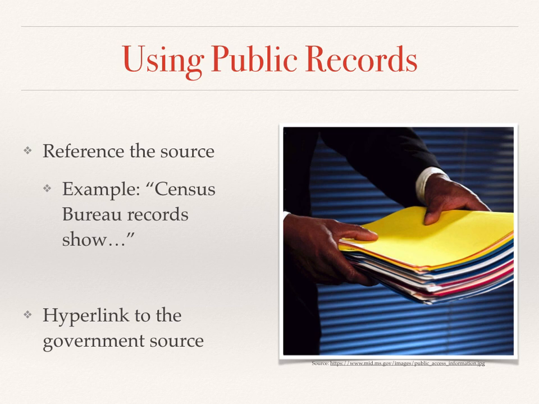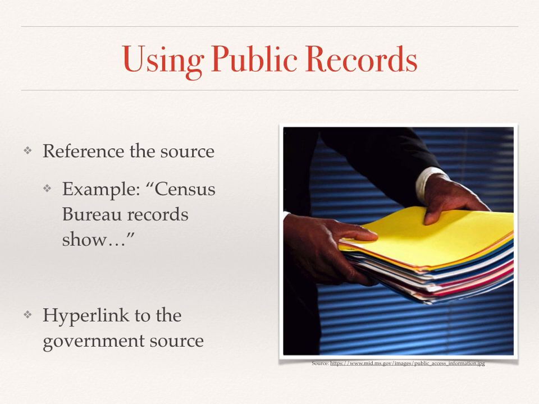Attributing your information directly to public records shows your readers that you have thoroughly investigated the topic, are using a reliable source, and are going straight to the original source instead of using secondhand information. Therefore, you want to tell your readers that you got this information from a public record. You can do that by referencing your source and by hyperlinking directly to the government website where the record is stored.